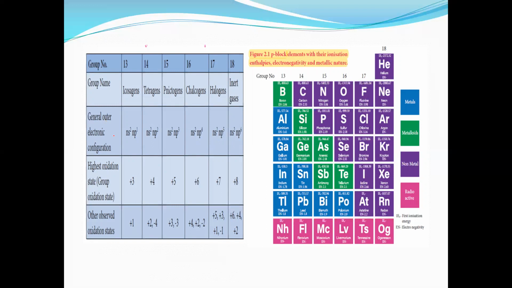This is the electronic configuration of groups 13 to 18, and this is the oxidation state of each. In a chemical reaction, group 13 elements release 3 electrons, so they have a +3 oxidation state. Similarly group 14 has +4 and group 15 has +5, meaning they release that many electrons in a chemical reaction. Group 13 also has a +1 oxidation state.